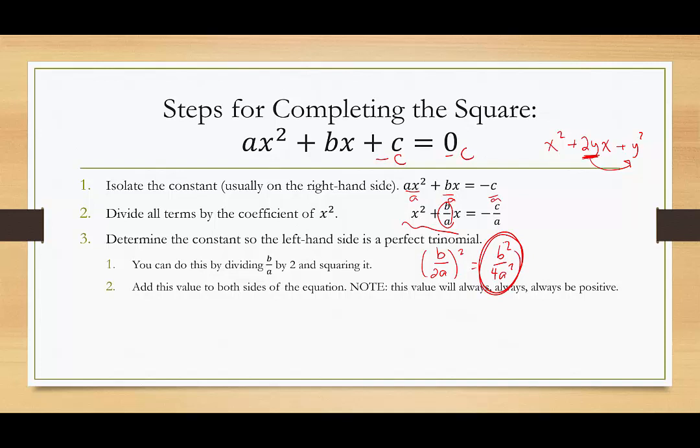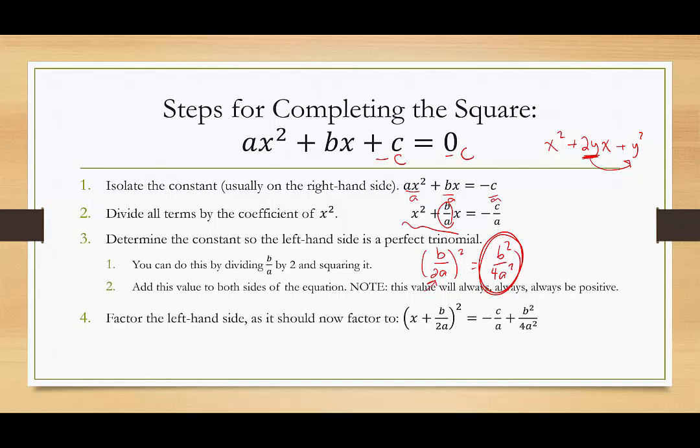We need to add that to both sides of the equation. Note that whether b over a is positive or negative, when you square it, it will always be positive. So we're always going to be adding this term to both sides. Then we're going to factor the left-hand side, and it's going to factor into x plus b over 2a. Remember, we figured out what the root was when we divided by 2, and that's going to be squared, equals negative c over a plus b squared over 4a squared.